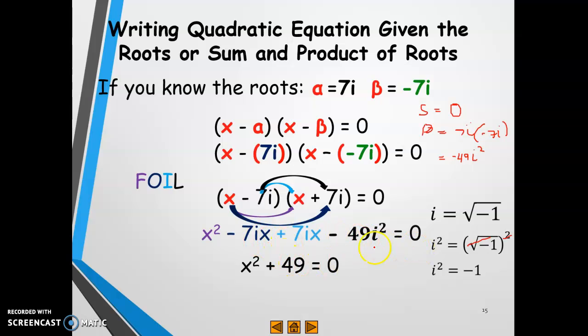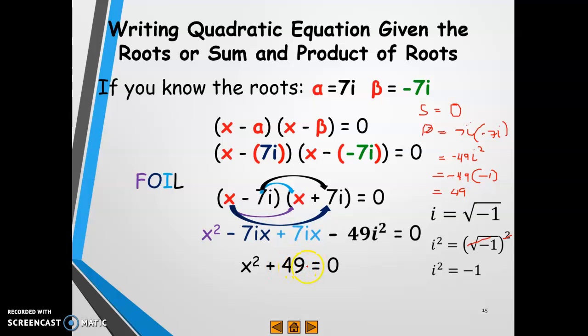Now the rest, why is it positive 49? Okay, now if we have this notion that i squared is equal to -1, we can say that -49i squared is multiplied by -1, because i squared is equal to -1, right? So basically this is positive 49, okay? So that is why this becomes positive 49, okay?